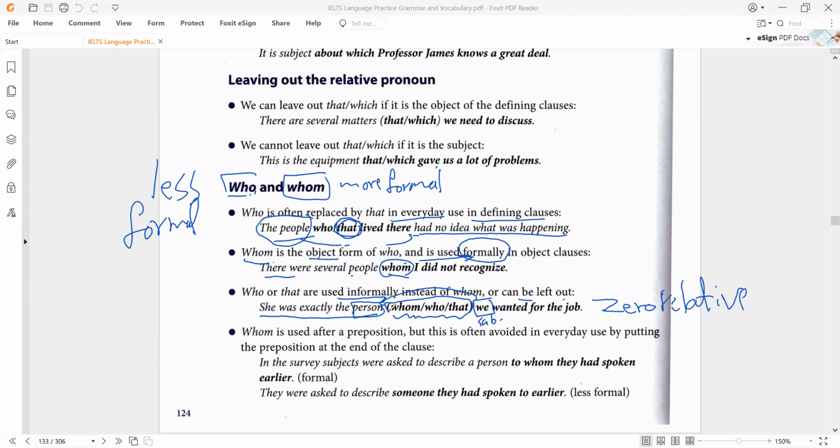So this is a good technique, okay, to use zero relatives or relative clauses. Are you following me? Are you with me? Yes.